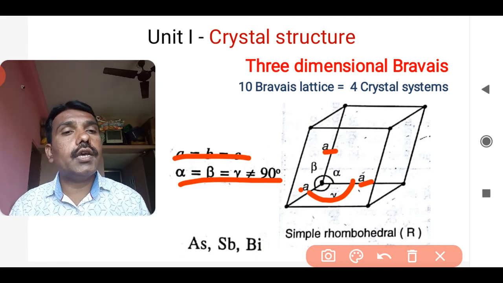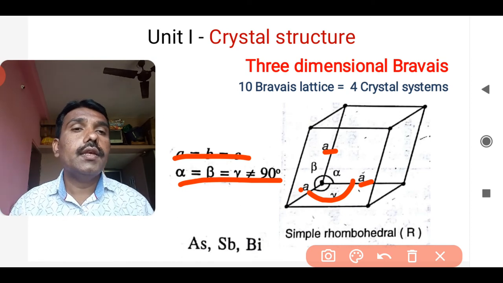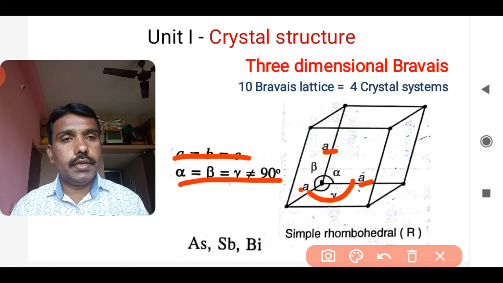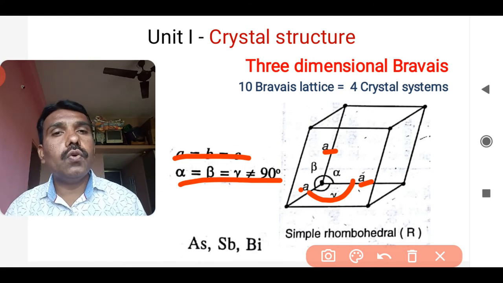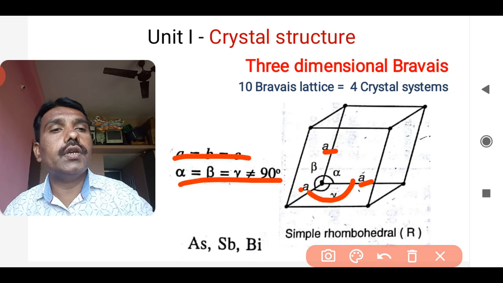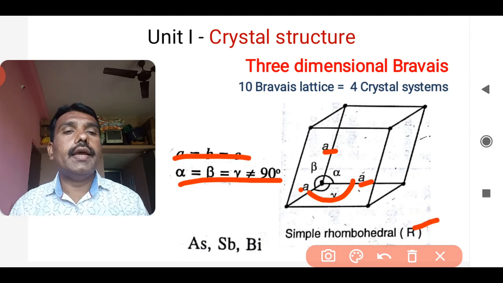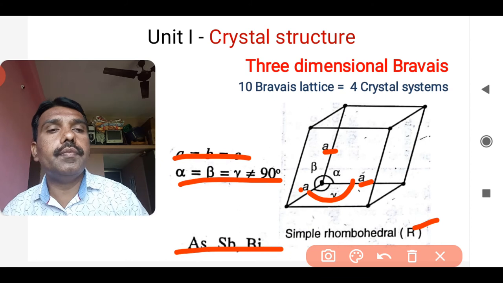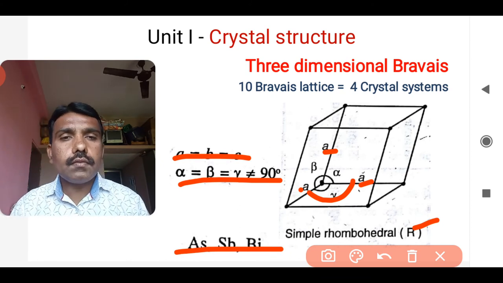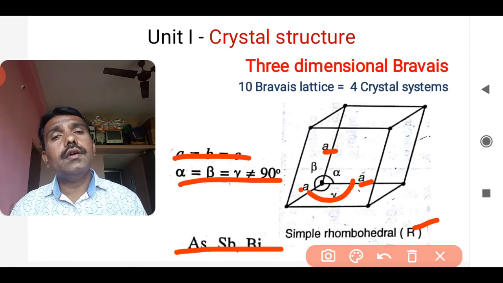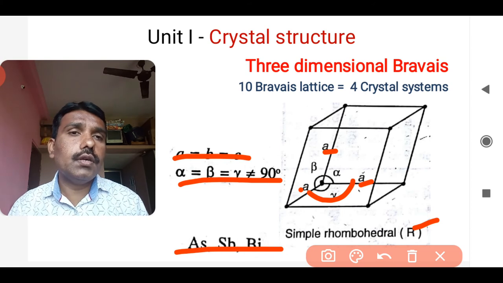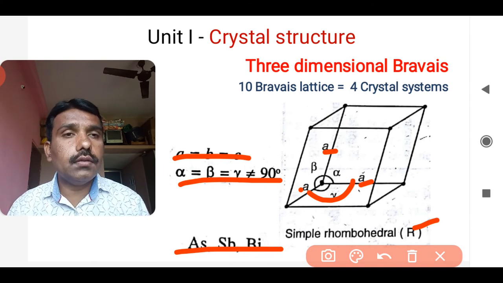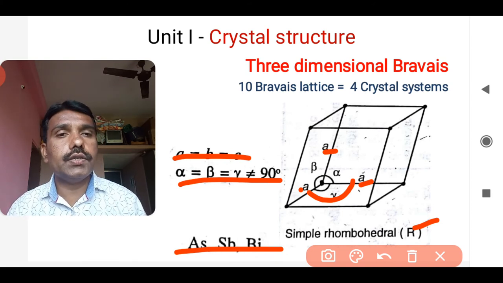And such a type of crystal lattice, or Bravais lattice, is called a simple rhombohedral case. And wherever the rhombohedral case is there, we always denote it with the capital R. As far as the examples are concerned, As, Sb and Bi, that is arsenic, antimony and bismuth, are examples for such a three-dimensional Bravais lattice.